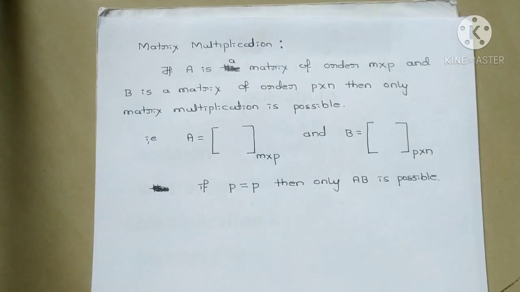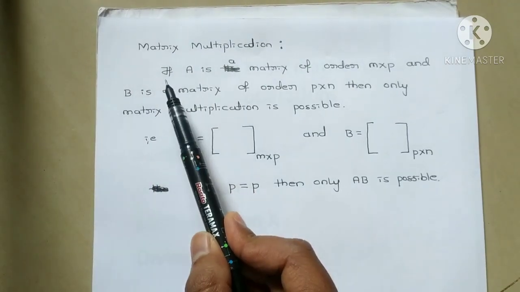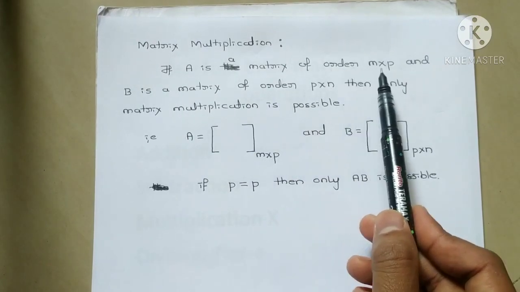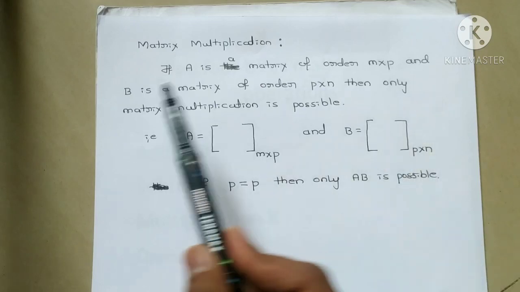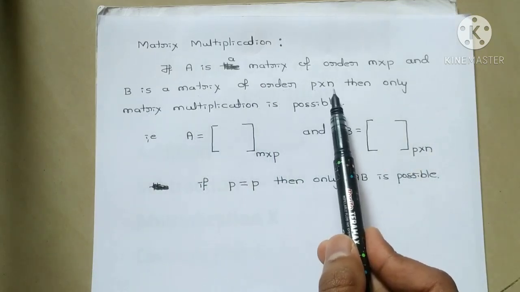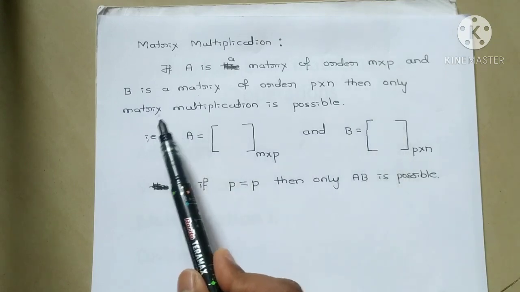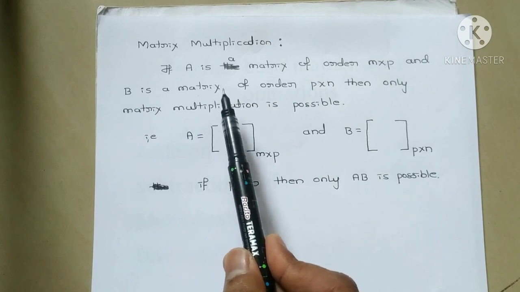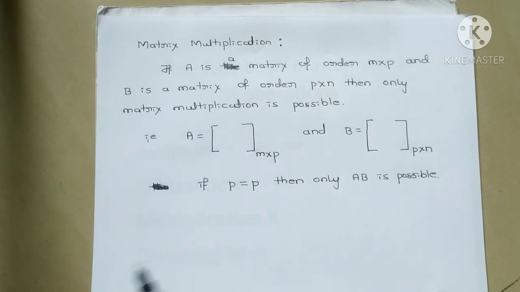Hello everyone, in this video we will discuss matrix multiplication. If A is a matrix of order m cross p and B is a matrix of order p cross n, then only matrix multiplication is possible. This is the first condition you need to follow.